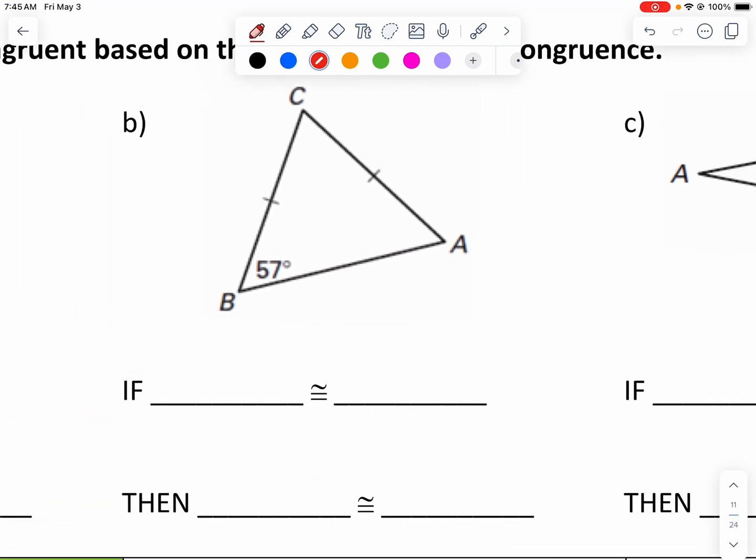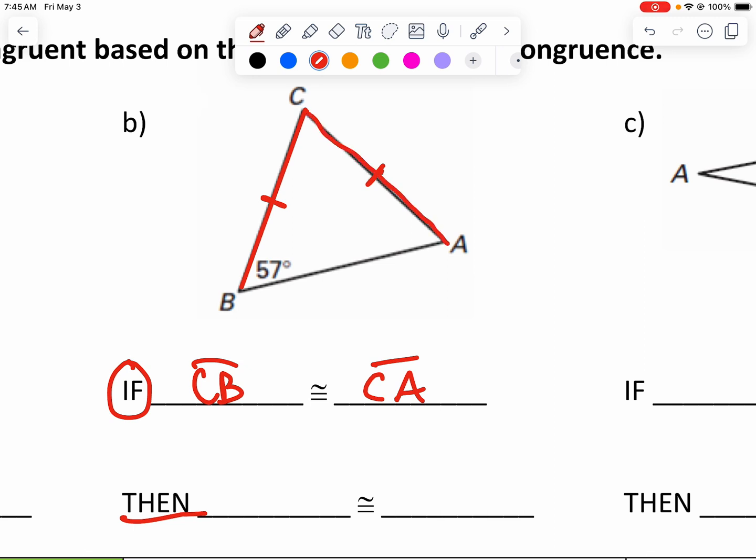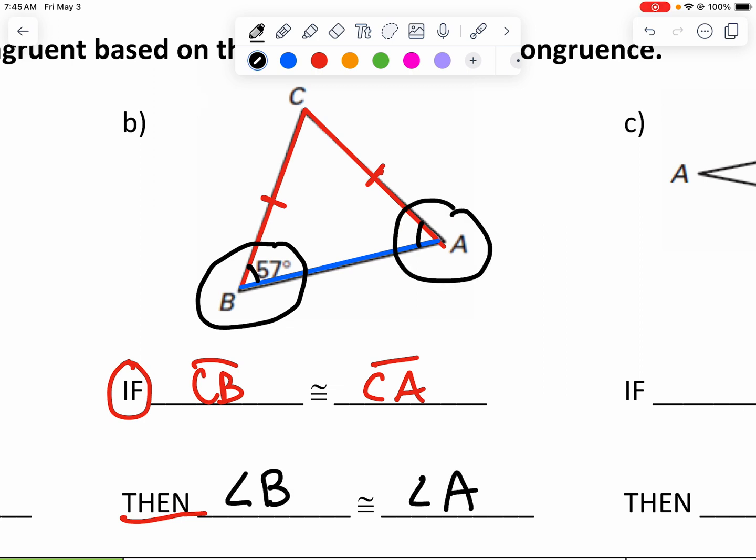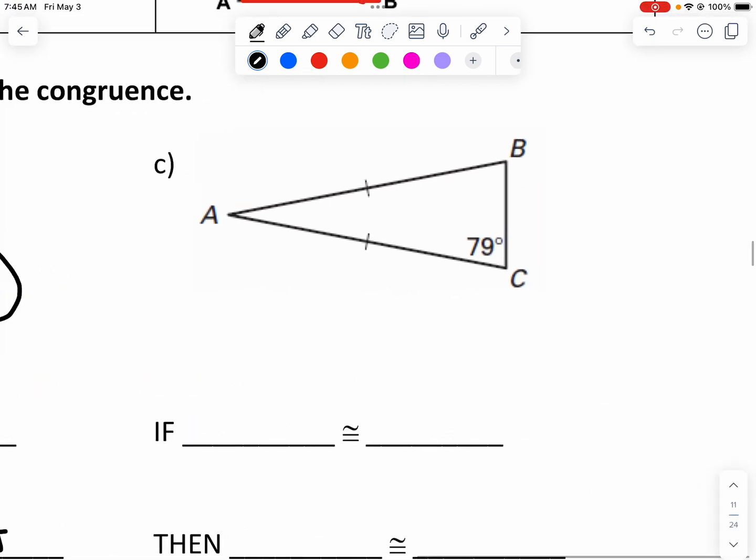Next one. What is it giving me here? That's my if statement. My then is what I can infer from that. It's giving me these two sides, CB and CA. If those two legs are congruent, it tells me something about the base angles. And remember, the base angles are where the two sides meet the base. So here that's at angle B and at angle A. If angle B is 57, what is angle A also going to be? 57.